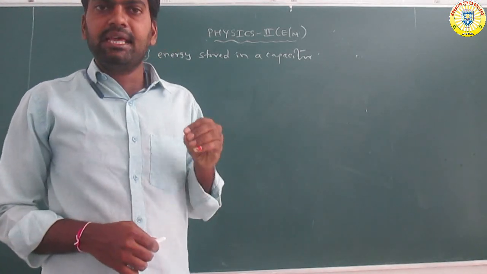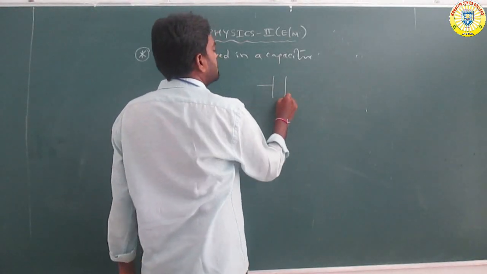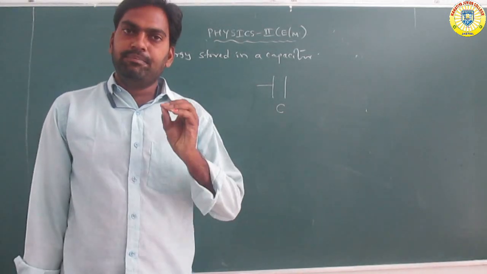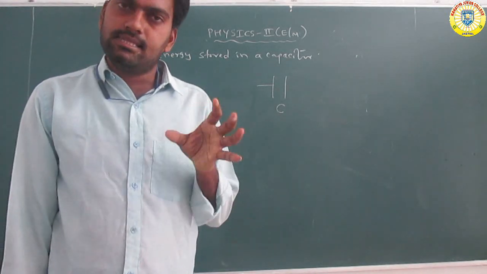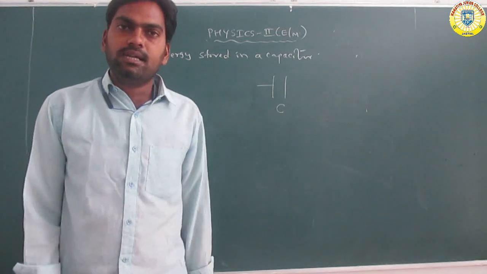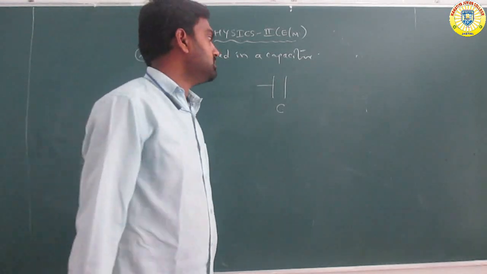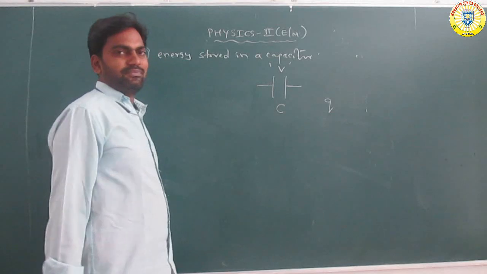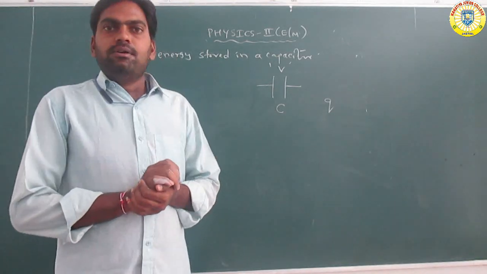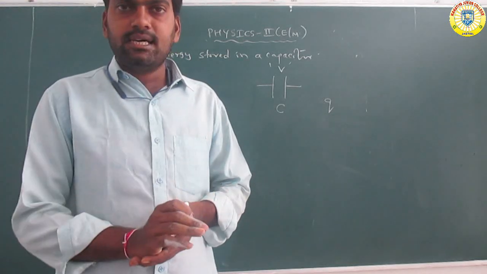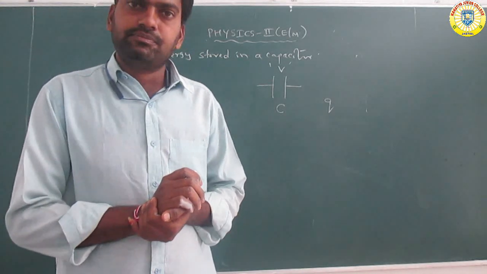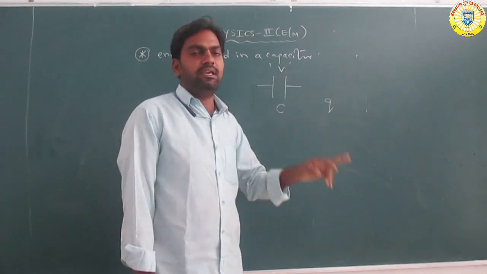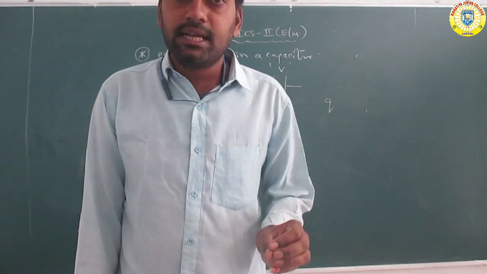First of all, an empty capacitor is taken, with capacitance C. Okay, so an empty, uncharged capacitor with capacitance C. Then charge is given to the capacitor until the potential difference reaches V. Okay, up to reaching the potential difference V.